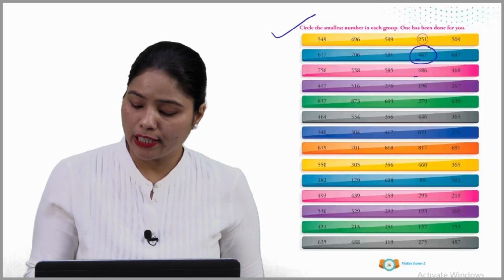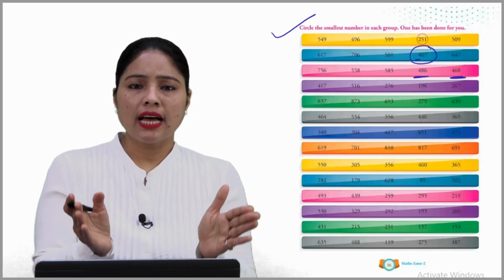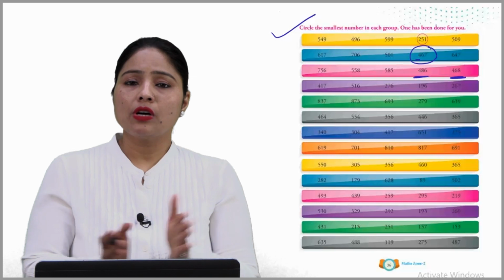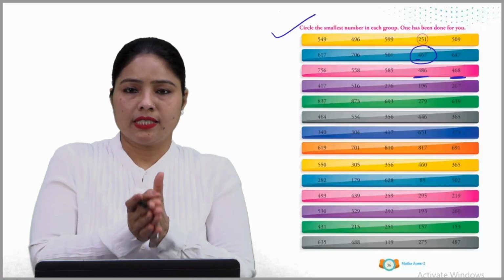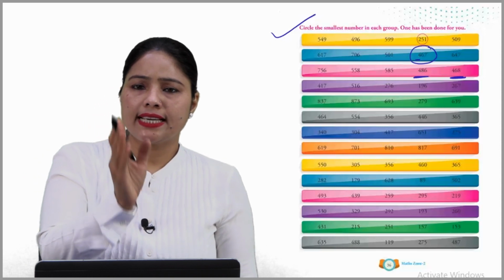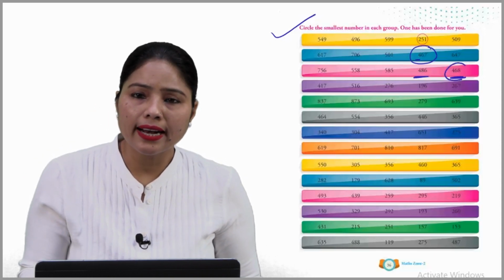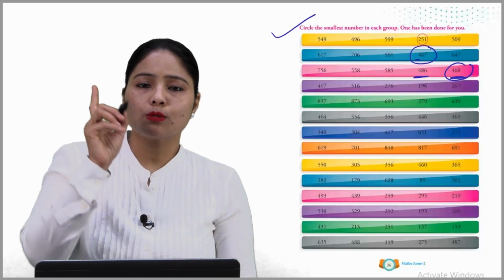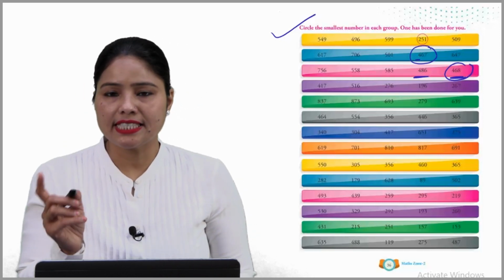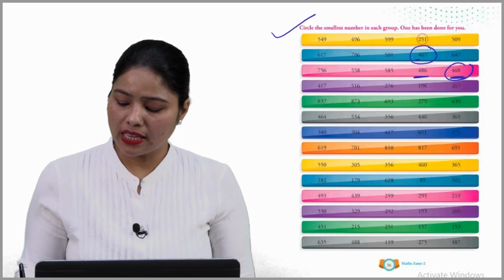We have two values of 4 and 4, so they both are small. Now compare between the two numbers. Let's start with the tens place. Here it is 8 and here it is 6. So now we can say that 468 is the smallest number among these numbers. Okay, so this is how we have to solve the other one.